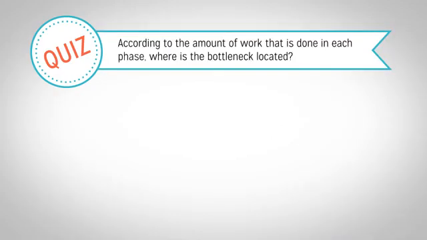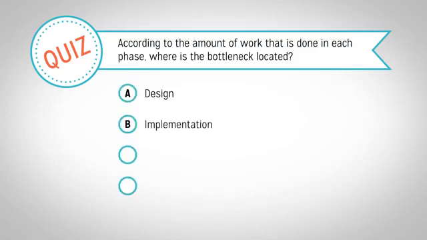According to the amount of work that is done in each phase, where is the bottleneck located? A. Design, B. Implementation, C. Acceptance testing, or D. Delivery? The answer is C. Since less work gets done in acceptance testing per week than in the phase that flows into it, your bottleneck is at acceptance testing.